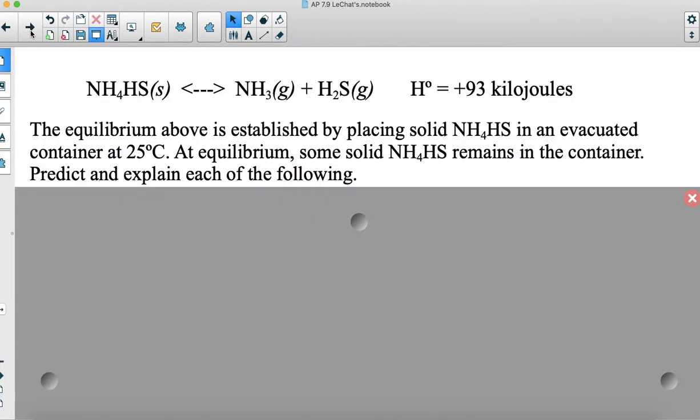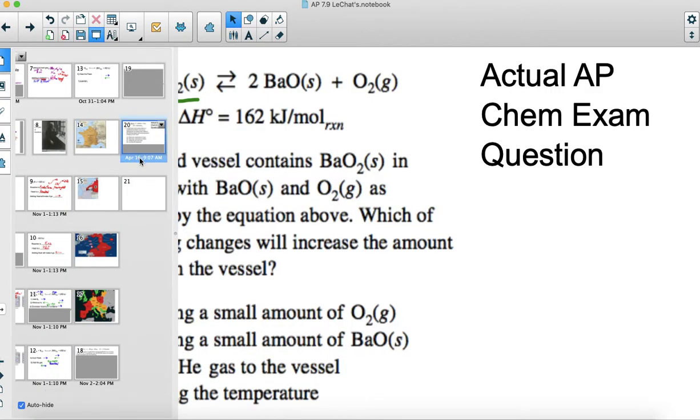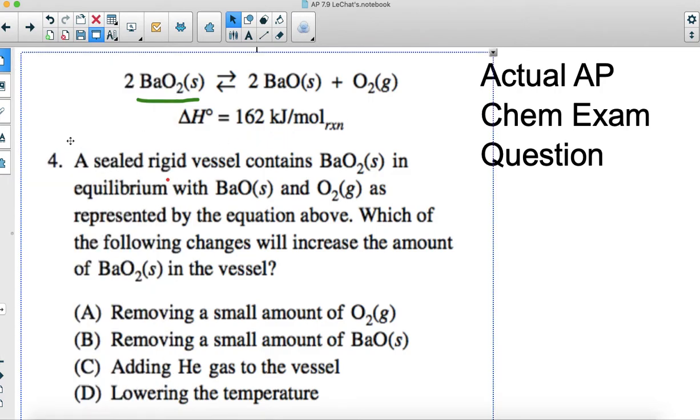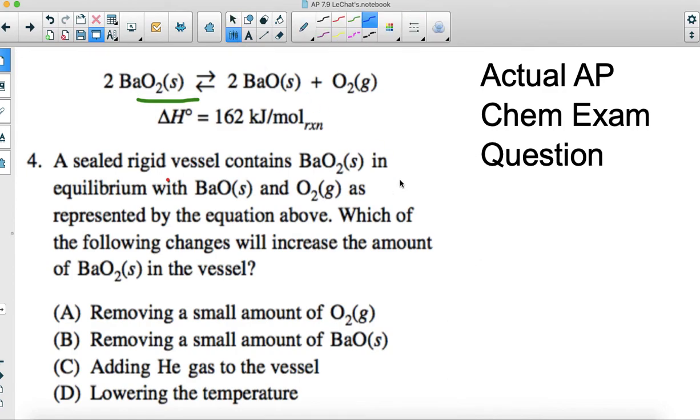All right, here's an AP exam question on this topic. Actually, you know what? I'm going to jump to this one first. All right, here's a reaction. In a sealed rigid vessel containing only barium oxide solid in equilibrium with these things. So we've got a container and it's got this stuff in it. Oh, I've got to draw. Okay, container sealed, and it's got all 3 things and it's represented by the equilibrium above.